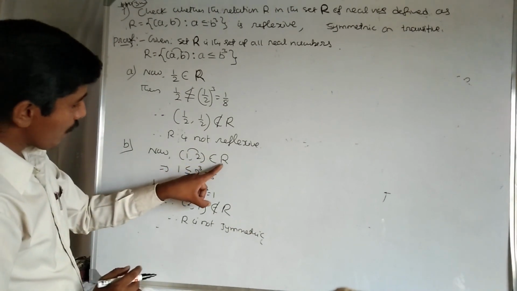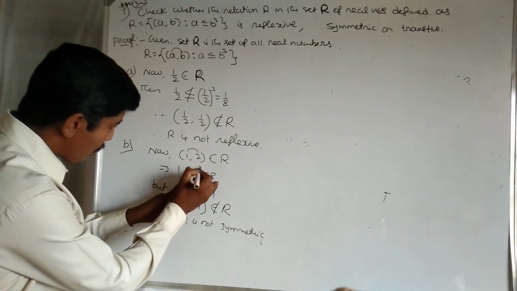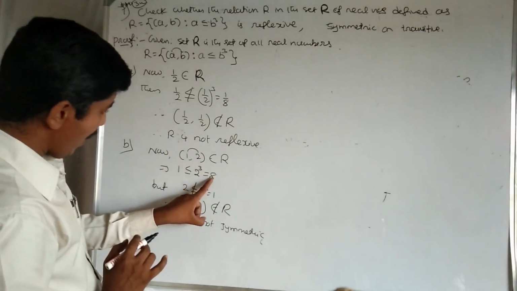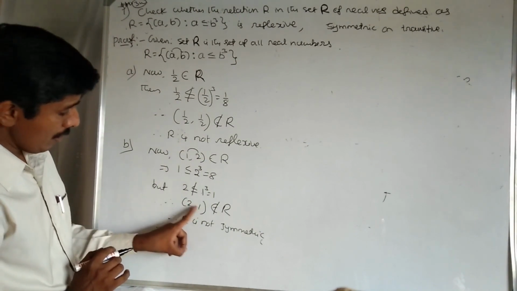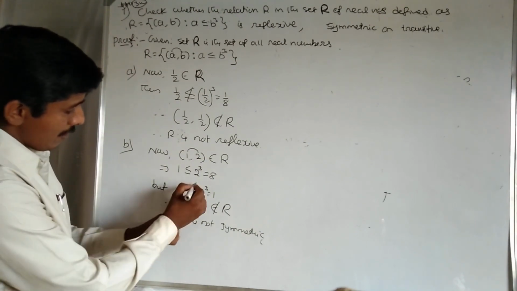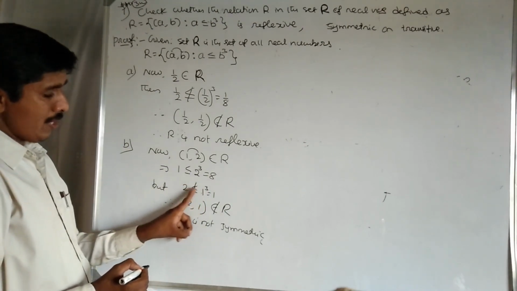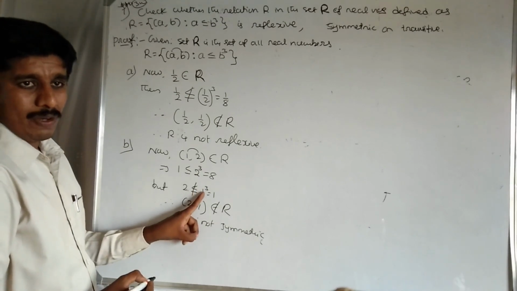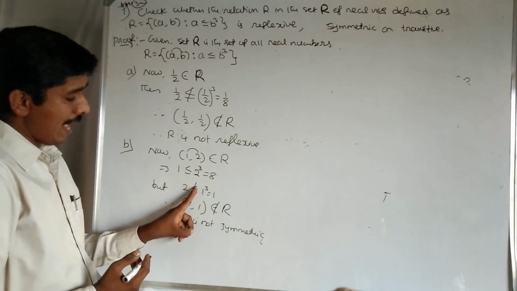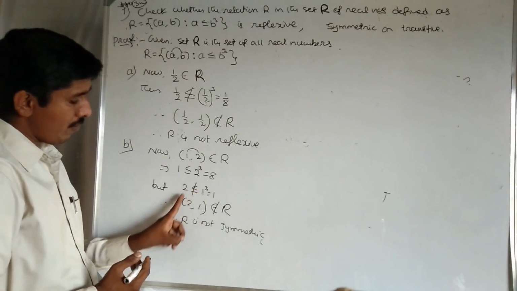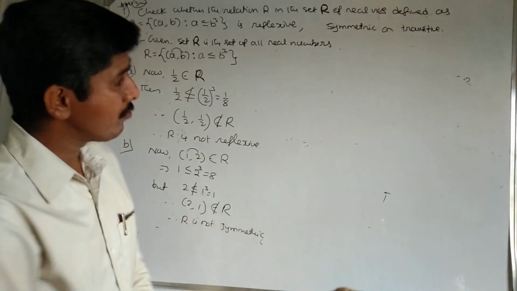Again, (1, 2) belongs to the relation. The first element 1 is less than or equal to the cube of the second element 2, which is 8. Interchange 1 and 2; for understanding, I am writing (2, 1). First element 2 is less than or equal to the cube of the second element 1? 2 is not less than or equal to 1 cube. Therefore, (2, 1) does not belong to R, so it is not symmetric.